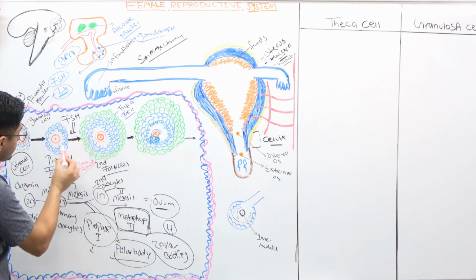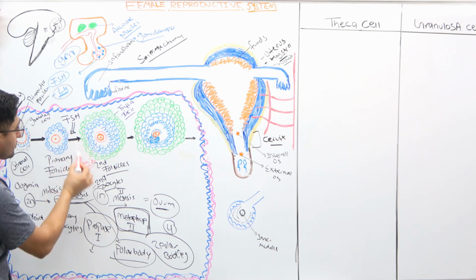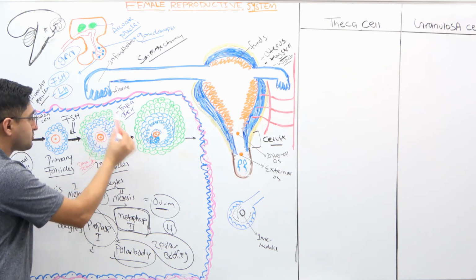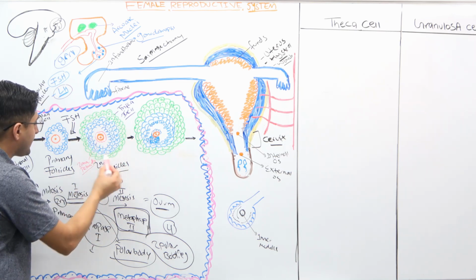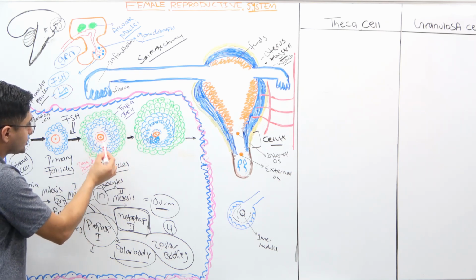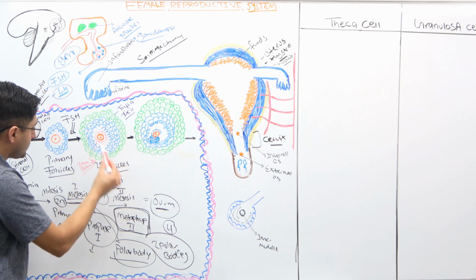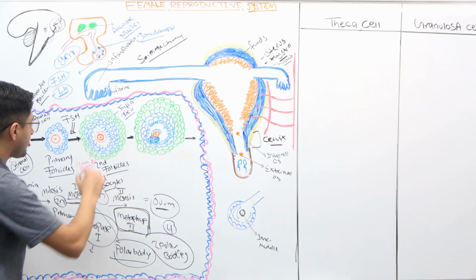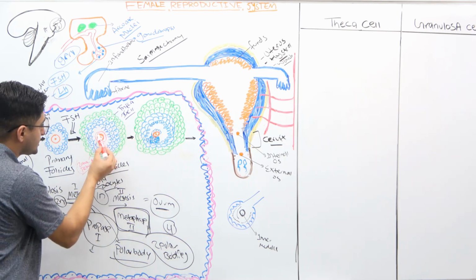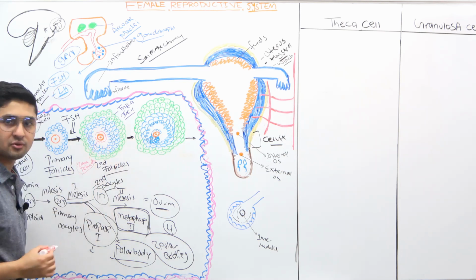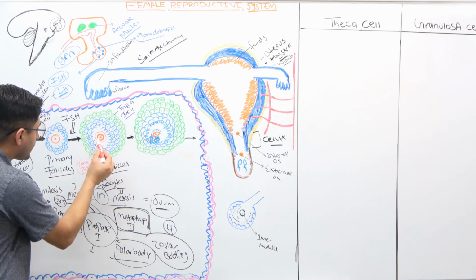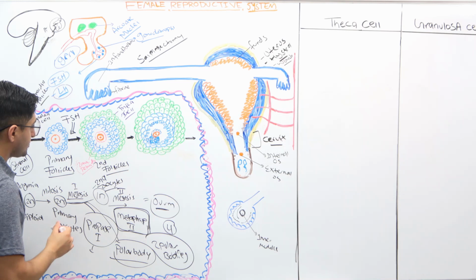So remember this, guys. FSH is stimulating the granulosa cells, which are proliferating, and at the same time it's also stimulating the oocyte to secrete this glycoprotein, which is called the zona pellucida. It makes a layer on the plasma membrane of the oocyte. This is the plasma membrane right here, this is the oocyte, and this is the zona pellucida.